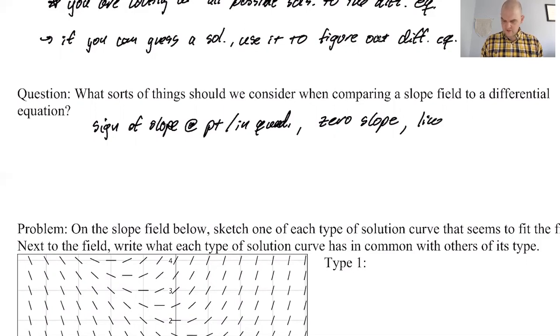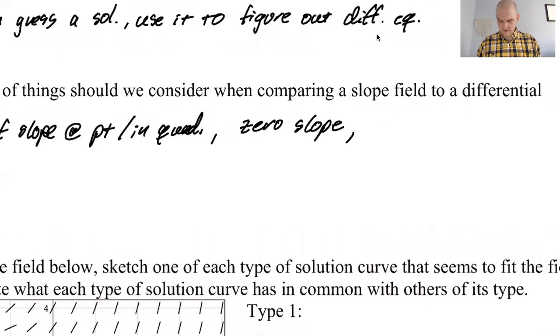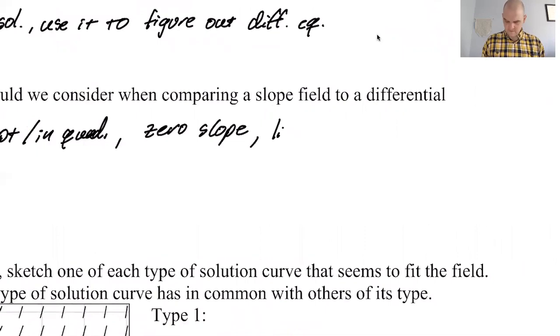Linear solutions, let's try that again. Linear solutions are easy to find. They're easy to identify in the slope field, and then you can verify them potentially. That's a really good strategy.